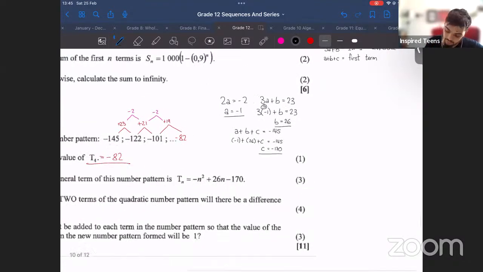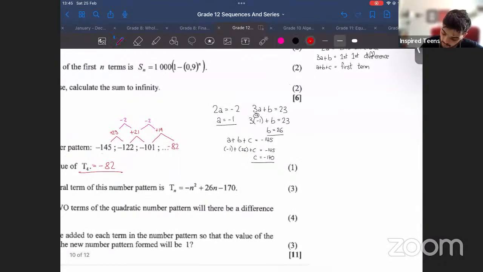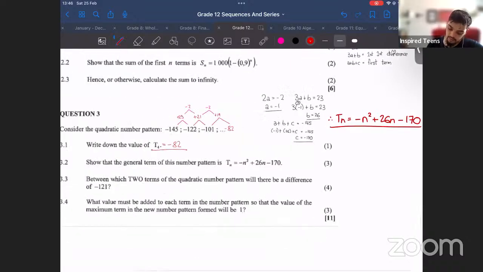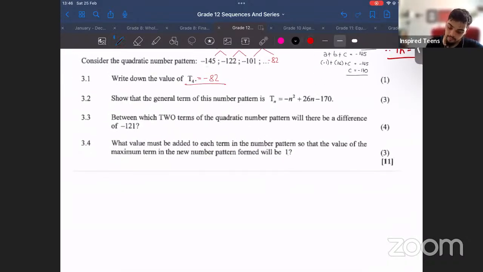So we've solved for it. Since we solved for a, b, and c, therefore Tn is equal to negative n squared plus 26n minus 170. Okay, so that's quite simple. Let's look at 3.3. They say, between which two terms of the quadratic number pattern will there be a difference of negative 121?